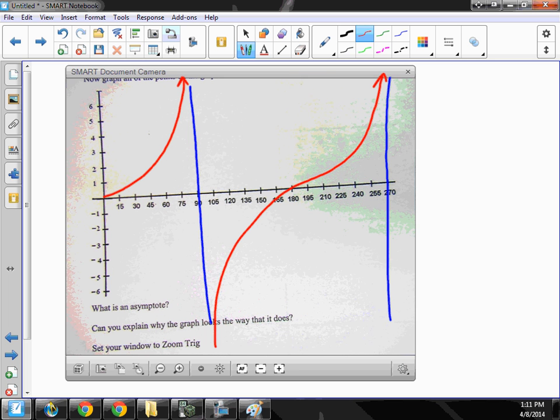If you have a graph, a line that a graph approaches but never reaches, that line is called an asymptote. So the first question underneath the graph says, what is an asymptote? It's a line that a graph approaches but never reaches.